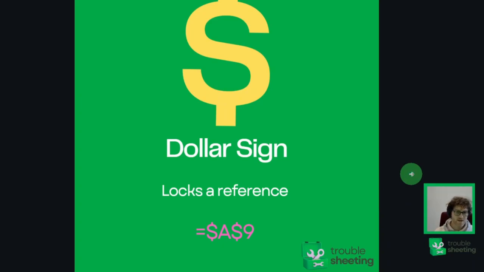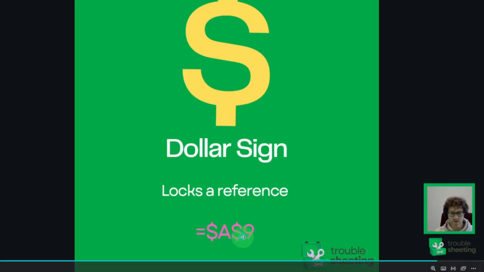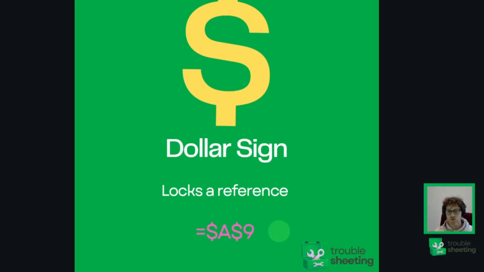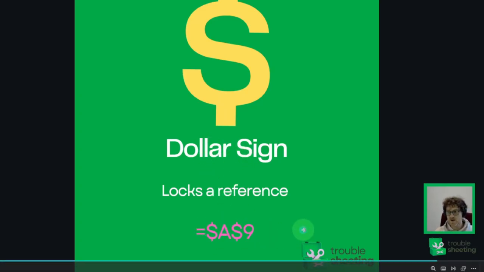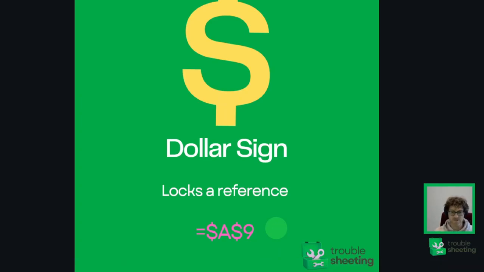The $ sign, this is a favorite one. This one is used to lock in references. So if you don't know about dynamic and relative and fixed referencing, this is what you need. But basically, it just means that what you're pointing to stays in place. It doesn't move around. So for example, I've got $A$9, that just means cell A9. And if I move my formula around, doesn't matter, it's always going to be pointing to A9. If I don't have the $ sign, and then I start to move my formula around, it might change to A10 or B9 or move around.